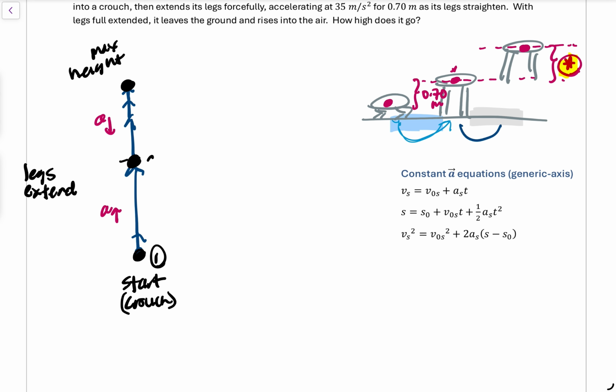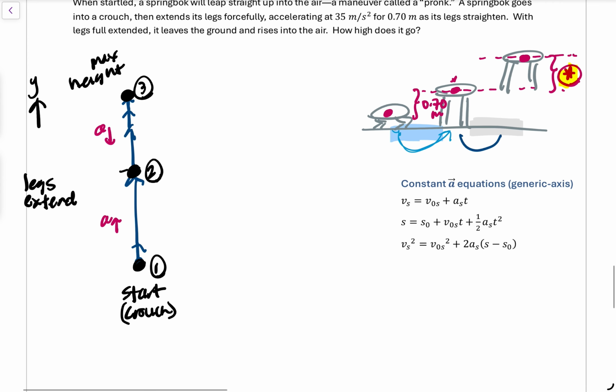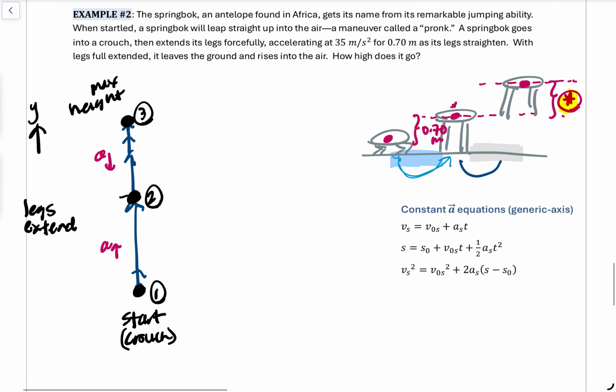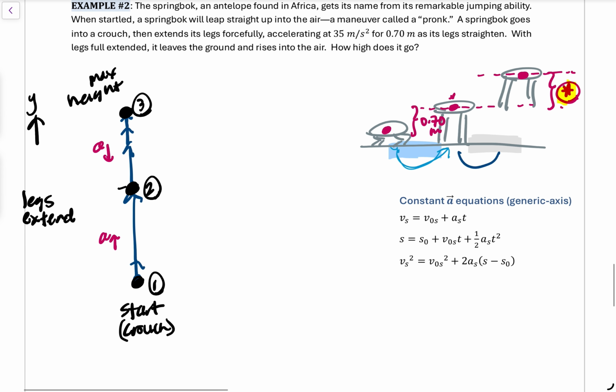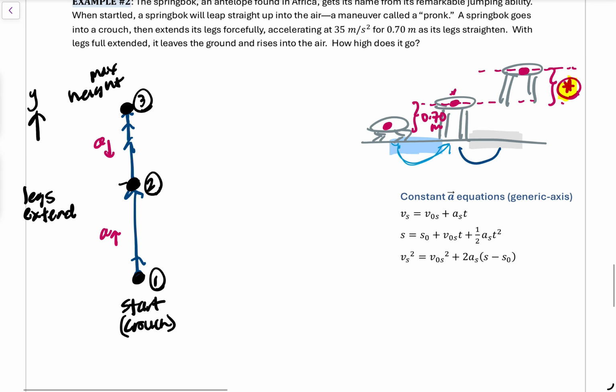We'll say 1, 2, and 3. Our antelope is moving up, so we'll go ahead and define also the y is positive going upward. We do know this constant acceleration, right? So from 2 to 3 is free fall, which is constant acceleration. And then for the start to, so crouch to legs extended position, we're assuming that also is a constant acceleration process. So let's define our variables.